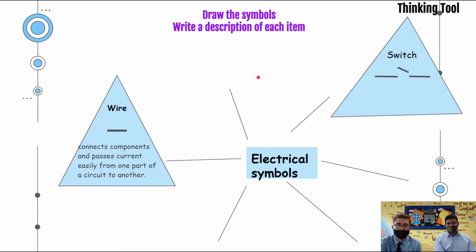Okay. Try at least 4 more symbols. So in total 6. Okay. So just to give you a hint: wire, switch, cell, battery, resistor, lamp, fuse. Okay. All those you need to write them down.